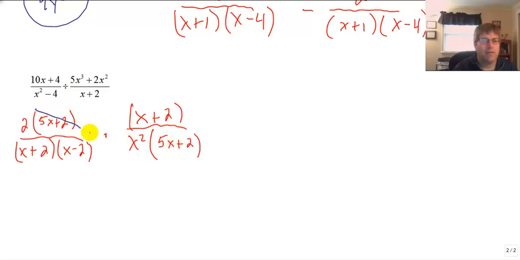And I can go ahead and apply the fundamental property. The 5x plus 2 simplify. The x plus 2 simplify. And I have 2 all over x squared times x minus 2.